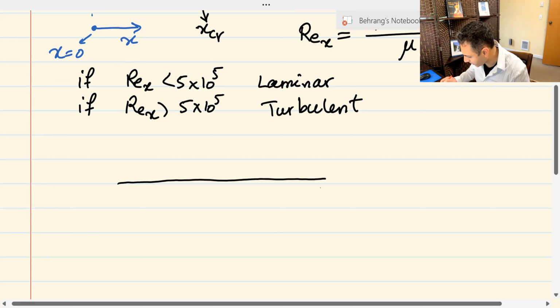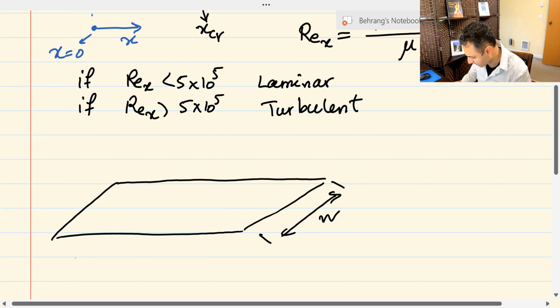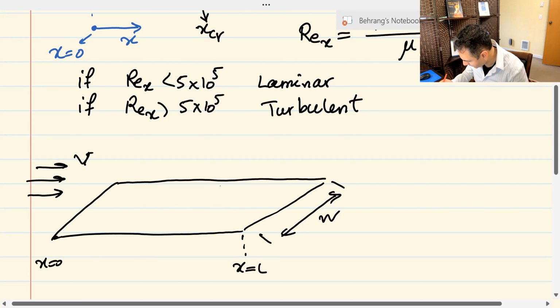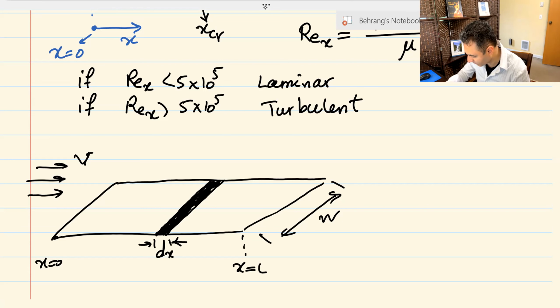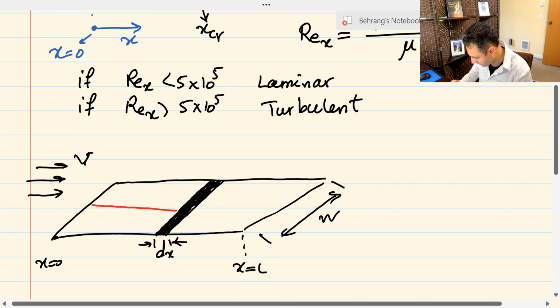Let's take a look at that plate one more time. This is that plate. Let's say this is the width of that plate. And let's say this is x equals 0, and this is x equals L. So the length of this plate is basically L. And flow is going over it. That's that V, flow is going over it. Take a look at a strip on this plate, just a strip like this. This is a strip that has the length of dx. The distance from the beginning of the plate to this strip, this distance is obviously x.